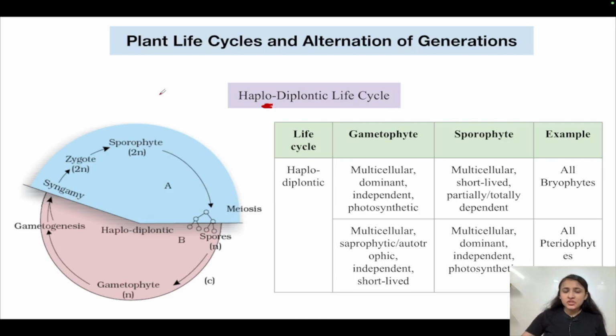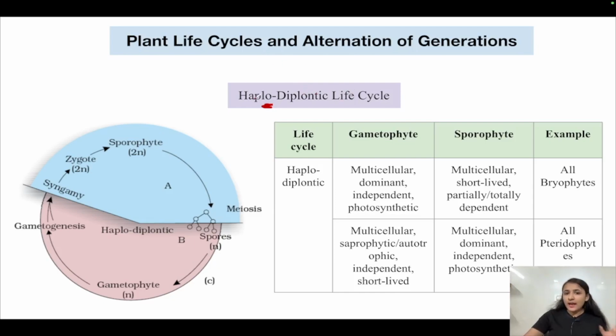However, this duration can vary. In some plants which follow the haplo-diplontic life cycle, the haploid stage could be the dominant stage, which occupies more duration in the life cycle. In some other plant groups which follow the haplo-diplontic life cycle, the diploid stage could be the dominant stage, which occupies the major part of the life cycle. It all depends upon the plant we are studying.